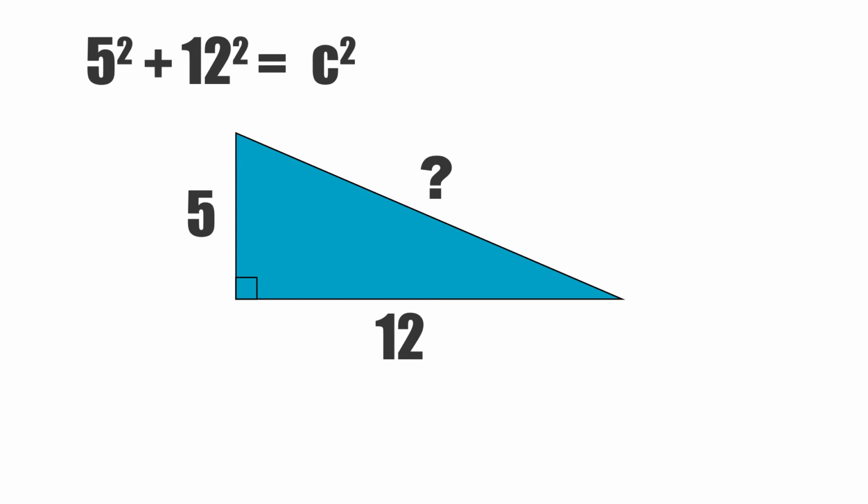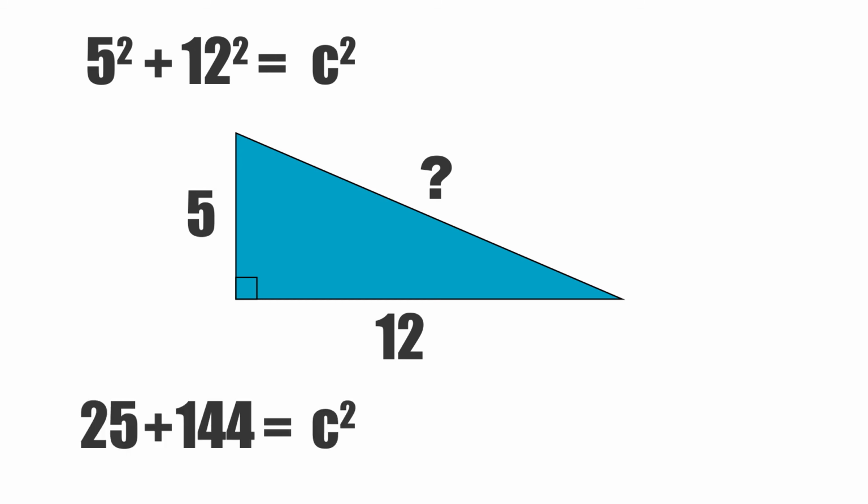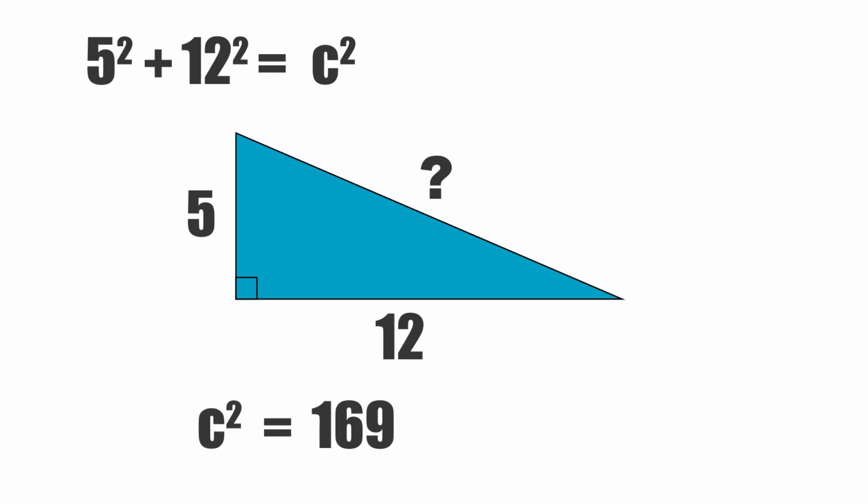When simplifying, we now have that 25 plus 144 equals C squared. After adding them together, C squared equals 169. To solve this, we will take the square root of both sides, thereby getting rid of the squared symbol. And since the square root of 169 is 13, we have that C equals 13.